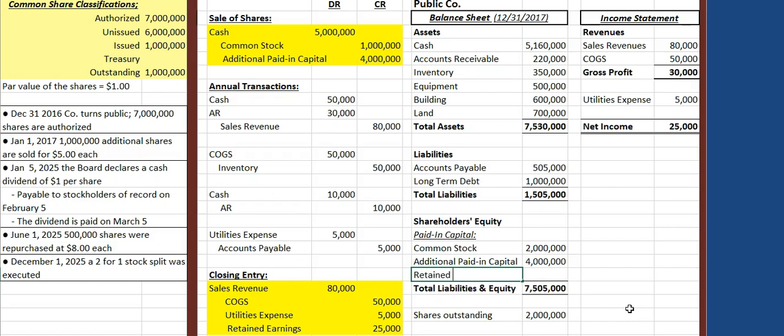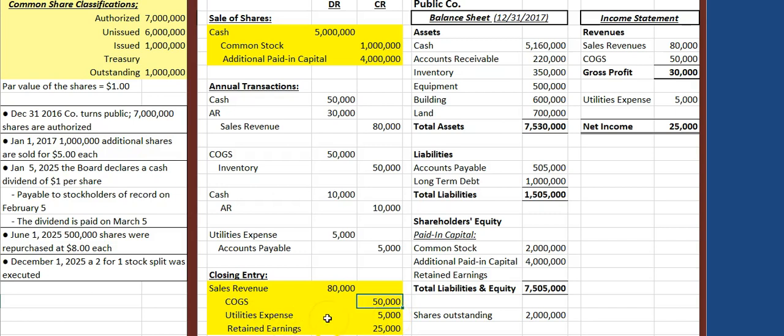Retained earnings. So retained earnings is the value that the company created for its shareholders in the form of net income, revenues minus expenses, okay? So revenues have a credit balance. If we put a debit, we'll close the revenue. Cost of goods sold has a debit balance. We'll put a credit to close cost of goods sold.